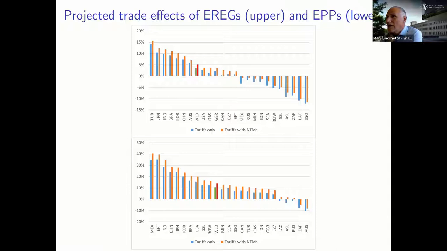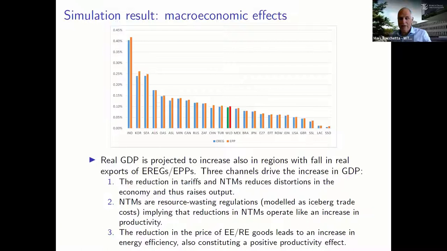We have not shown here the fact that global exports tend to increase for all countries and for all groups of countries and areas, as a result of the liberalization. Turning now to the macro effect, we see that the real GDP is projected to increase in all regions, even those where there's a fall in real exports of energy-related environmental goods and EPPs.